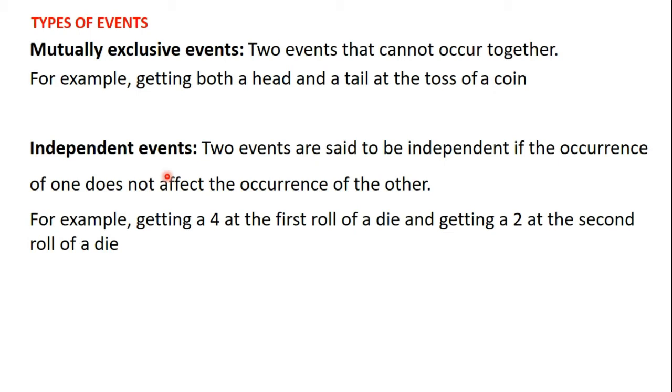So when you have two events where the occurrence of one does not depend on the other, then they are said to be independent events. Mutually exclusive events cannot occur together. Independent events are such that the occurrence of one does not depend on the other. We will be using these types of events a lot in our studies on probability, so make sure that you understand them very, very well.